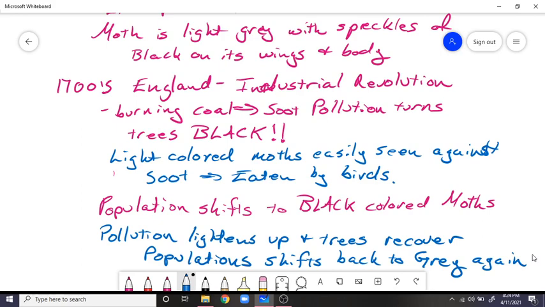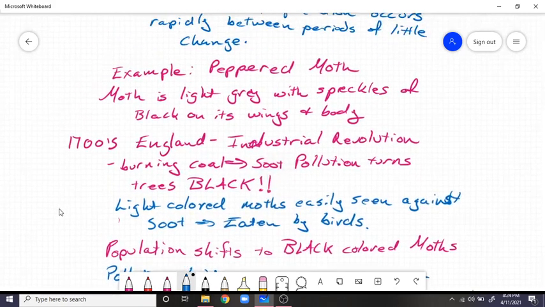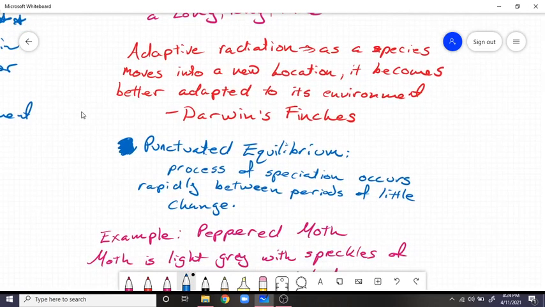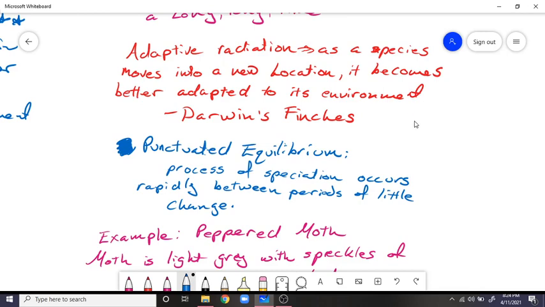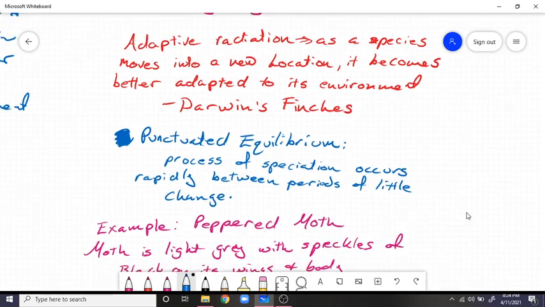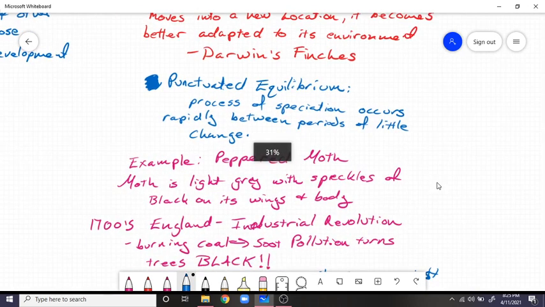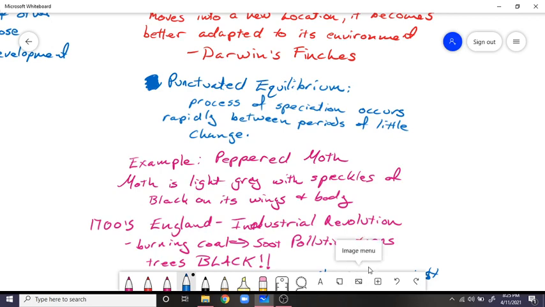And so these are different ways that evolution can take place. Very slowly, because not much is changing. It can happen very quickly because a new organism has moved into an area and is better adapted to the environment, or the environment itself changes very quickly and the organism has to adapt in order to survive in the environment.